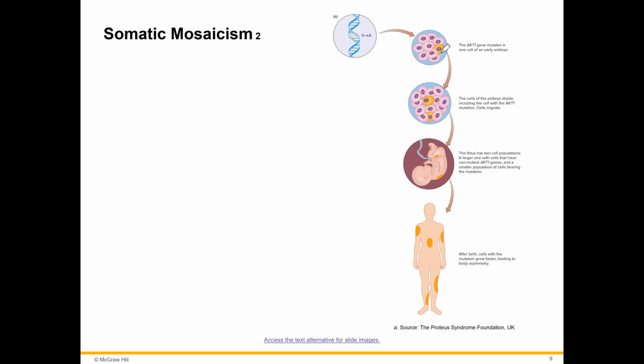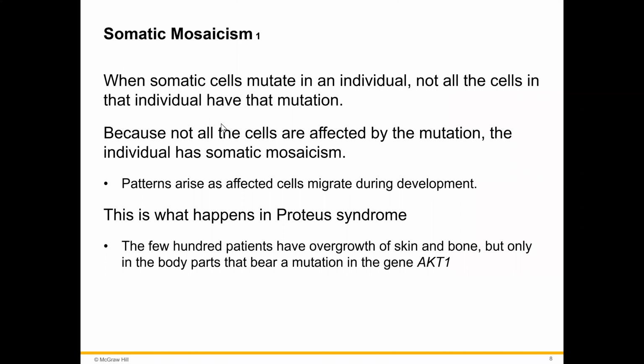Now, all the cells that will arise from this cell with a mutation now have it, but the rest of the cells don't. That's why the organism after birth has cells with the mutation that can grow faster, as in this example, and show body asymmetry, right? But it's not the entire organism that is affected, but just a part of the organism that was developed from the cells that had the mutation. So now that's our previous slide.